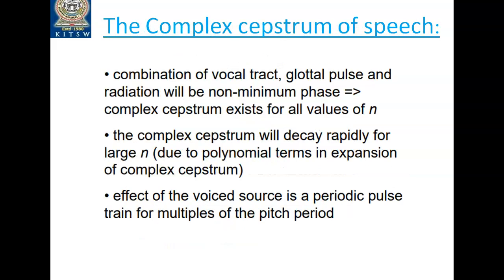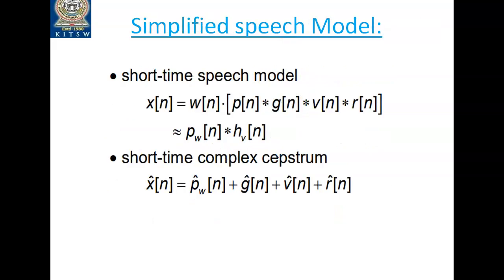The same thing we already saw in the previous slide: the combination of the vocal tract, glottal pulse, and radiation will be non-minimum phase. The complex cepstrum exists for all values of n. Now, this is the simplified speech model. When you take the short-term speech model, you apply a window to the complete speech signal, and then you get the short-term speech signal.